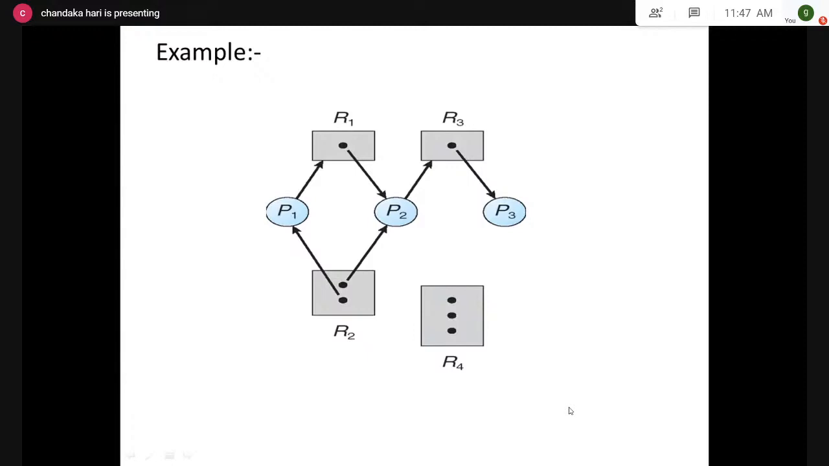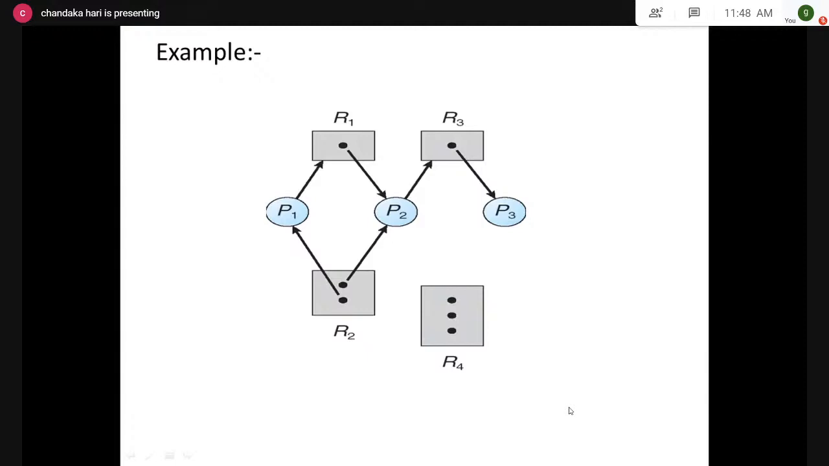This dot indicates there is only one instance of resource type R1 available. There are two instances of R2 type resources in my computer system. There is only one instance of resource type R3 in my computer system. There are three instances of resource type R4 available in my computer system. This is what the dots indicate. You can call it as there are three tape drives, two printers, and so on.